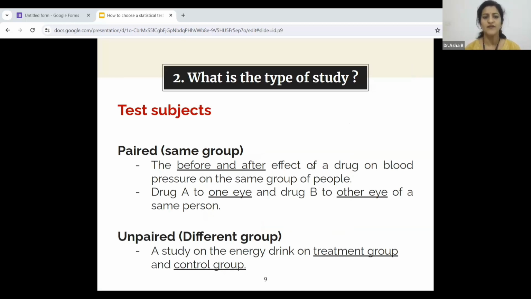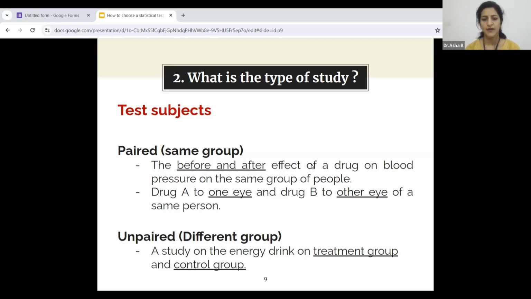Based on test subjects, they can be considered as a paired group or they can be considered as an unpaired group. A paired group is when the measurements are taken on the same group at different occasions or at different sites, then we call that the study subjects belong to a paired group. Example, measuring blood pressure before and after giving a drug, or giving drug A to one eye and drug B to the other eye on the same person. Whenever the same person acts as a control, we call them a paired group.